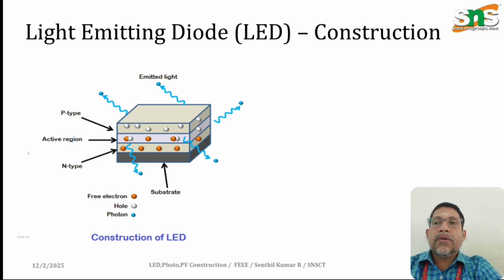Here there are the two layers, P and N type, and the active region is here. When the supply is given in forward bias condition, the recombination of holes and electrons takes place, and while recombining the hole and electron pairs, it emits light. As per the construction, there are two layers, P and N, and an active region consisting of free electrons. The bottommost layer is nothing but the substrate.